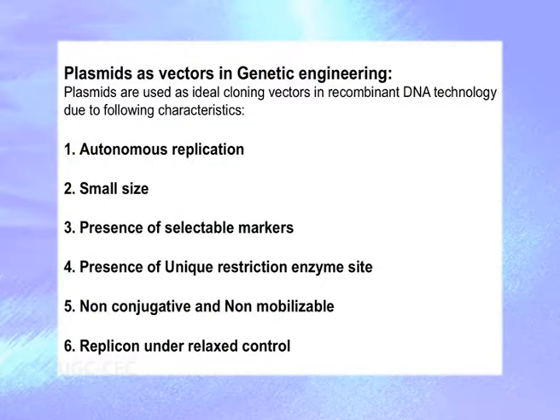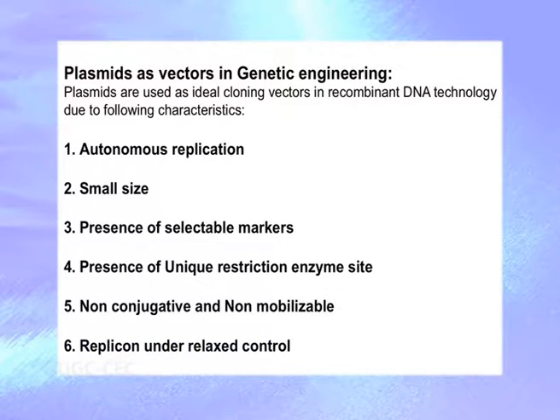Plasmids are used in genetic engineering because they have certain essential features. These features are, number 1, autonomously replicating machinery. Number 2, the smaller size of the plasmid is just suitable for use as a cloning vehicle. Third, the presence of certain selectable markers. Fourth, the presence of unique restriction endonuclease cleavage or recognition sites. Next, the non-conjugative or non-mobilizable property should be there to use them as cloning vehicles. And lastly, the replicons should be under relaxed control.